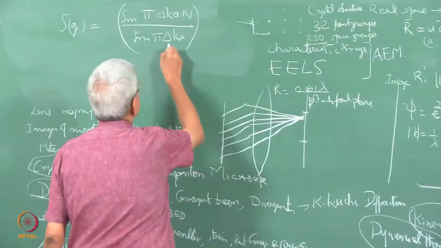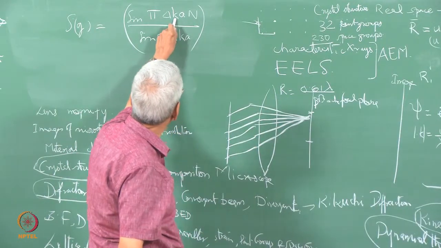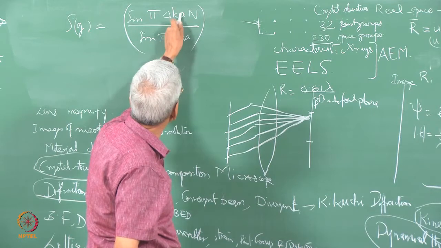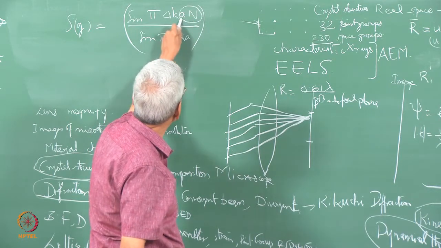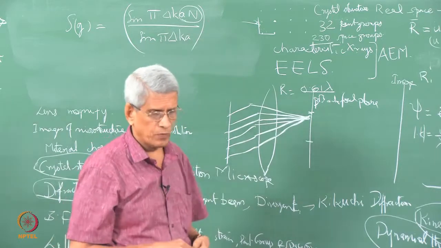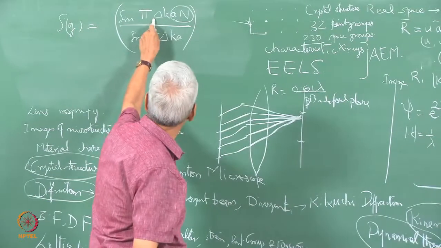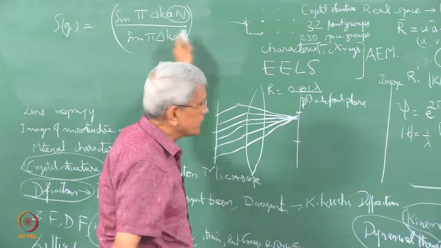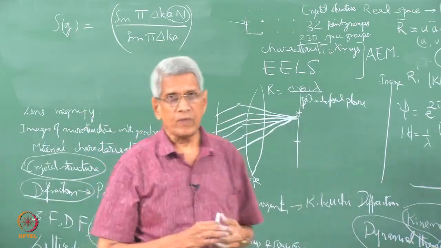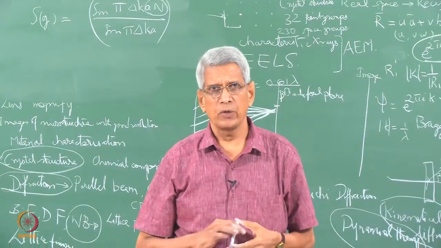Depending upon the small deviation, depending upon the size of that sample, because A into n represents the size of the sample in a particular direction. Depending upon that size, this will give a condition for the intensity of the diffraction spot to reach a minimum value.